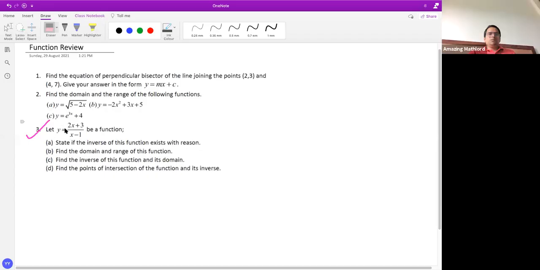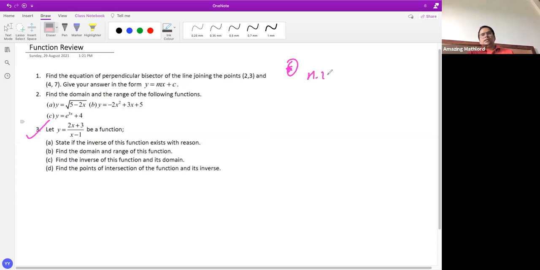So for the third question, what we have is y equals (2x plus 3) over (x minus 1). State if the inverse of this function exists, with a reason, or not. Now, algebraically you can show this question, graphically also you can show this question, but I just wanted to quickly recap the skills that are important.